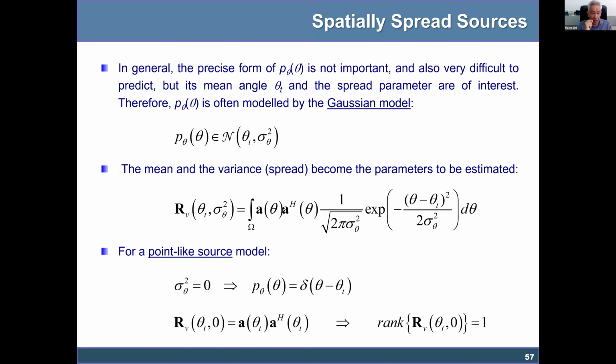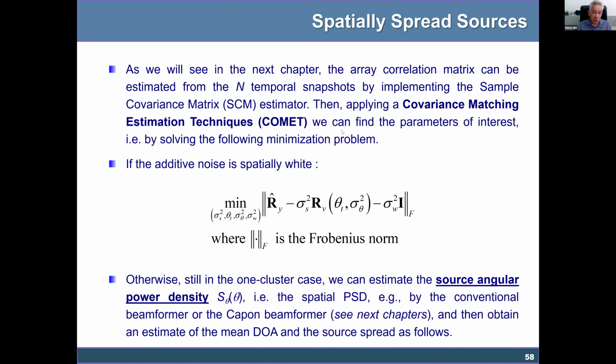If the source is spread, the covariance matrix is full rank. It depends on an additional parameter, sigma theta square, and this parameter measures the spread of scatterers around the barycenter. And when we solve the estimation problem, we want to estimate the barycenter and the spread of the source. There are various methods.